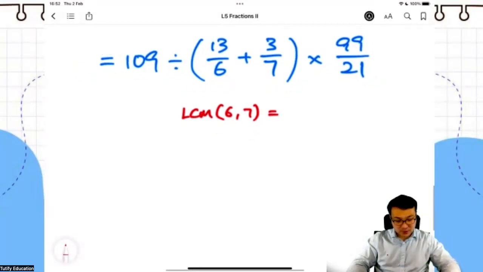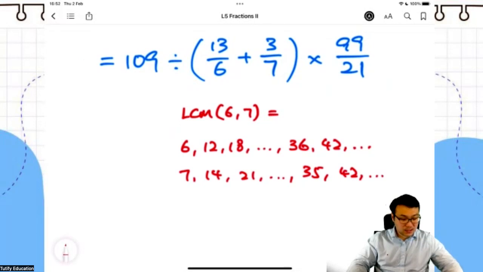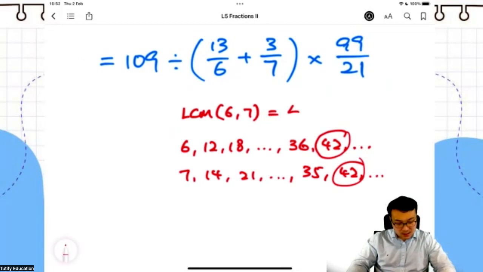If we want to know, we just need to write down the 6 times table. 6, 12, 18, and so on, 36, 42. 7, 14, 21, all the way until 35, 42. Do you notice that there's a number that's the same between them? Which number? 42. Yes, 42. So we can say that the lowest common multiple is 42.